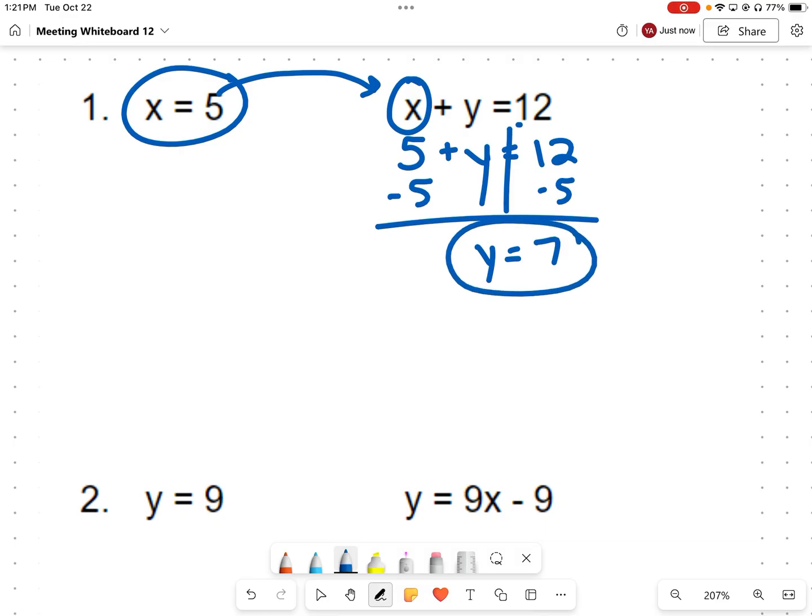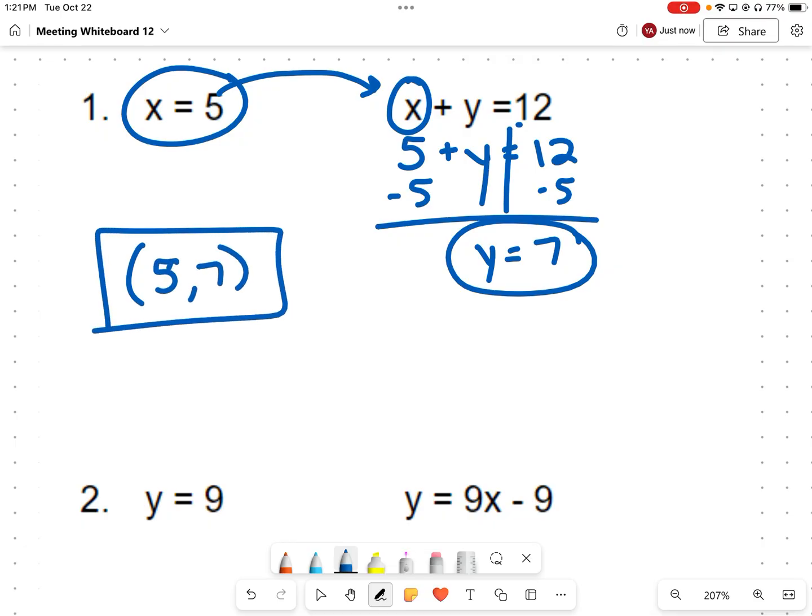So with solving a solution or solving a system, that means you're getting two values. You're getting an x value and a y value, and you're going to write it as a coordinate pair, x comma y. So it's an x comma y as our solution. So don't forget to do that at the end. 5 looks funny.